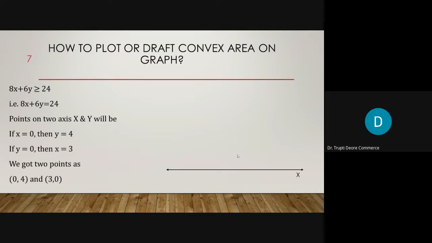This is your x-axis. This is your y-axis, right? This is 0, the intersect point. Then these are points. First point is 0, 4. It means x is 0 and y is 4, so this is your point. And the second one is 3, 0. X is 3, y is 0. When we connect these points, we get the line 8x plus 6y greater than or equal to 24.